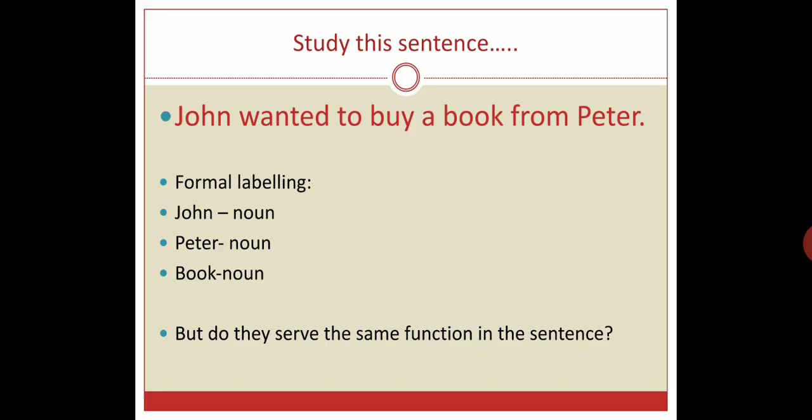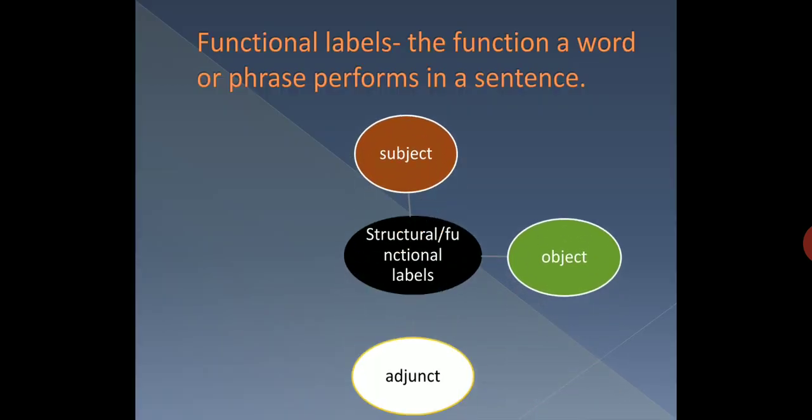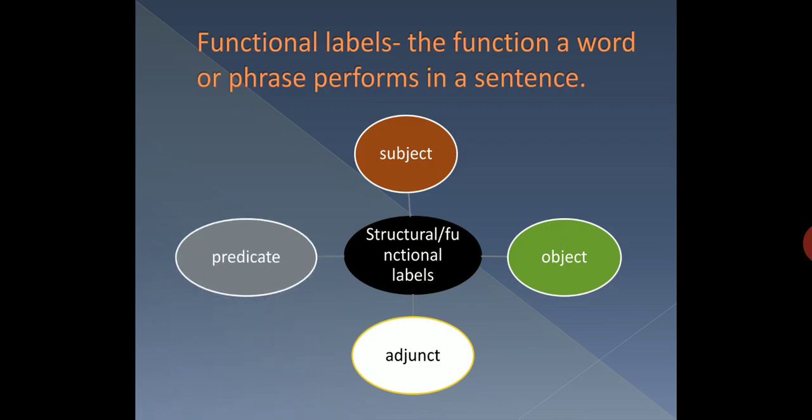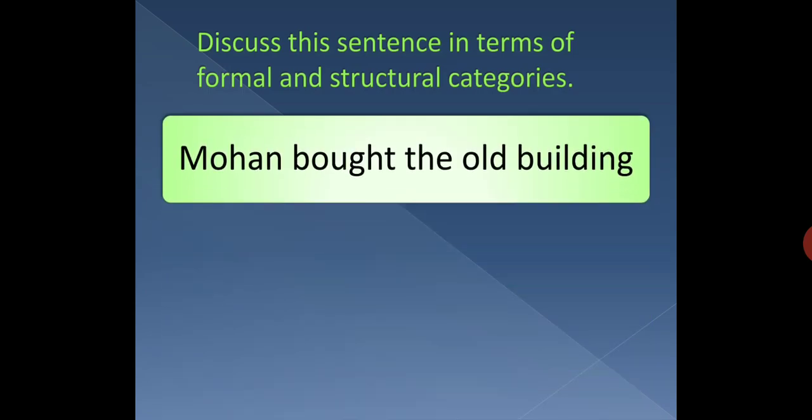John wanted to buy a book from Peter. So if you look at this sentence again, you can see that John is the subject of the sentence and book is the object. Now let's try to explain with an example and try to give a formal label and a functional label to this sentence.